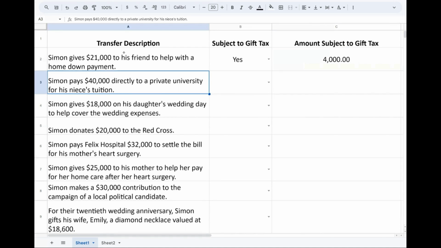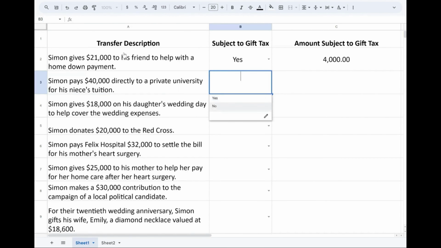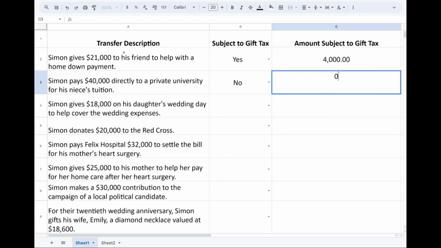Next, Simon pays $40,000 directly to a private university for his niece's tuition. As we mentioned before, payments made directly to an educational institution for someone else's tuition expenses are exempt from gift tax. So here our answer would be no, this amount is not subject to gift tax, and per the instructions, we have here to put 0.